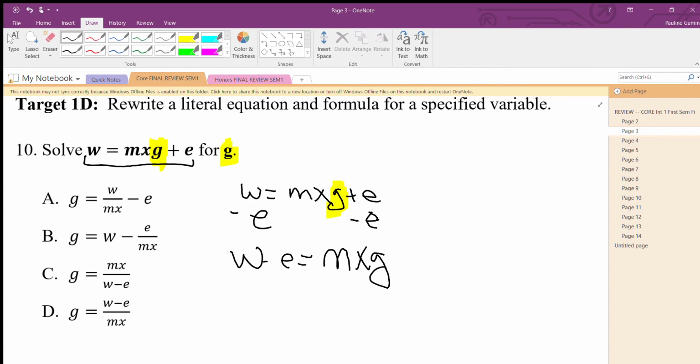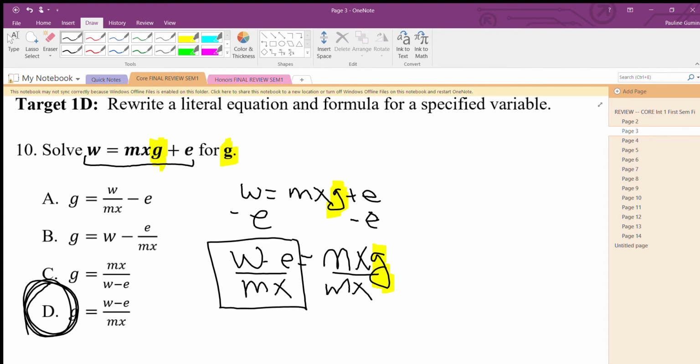Okay, I'm still trying to get g by itself. G is attached to m and x through multiplication, so we need to divide both sides by m and x to get g by itself. Okay, so we should find an answer that looks like that. Letter D. Awesome. One last question for KC1.